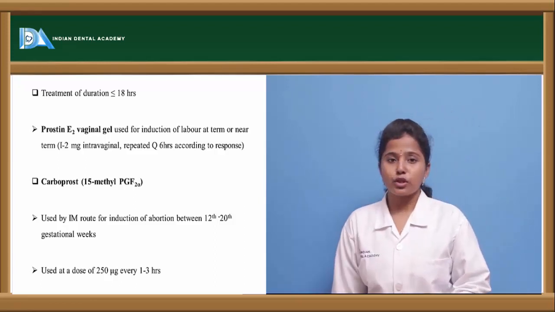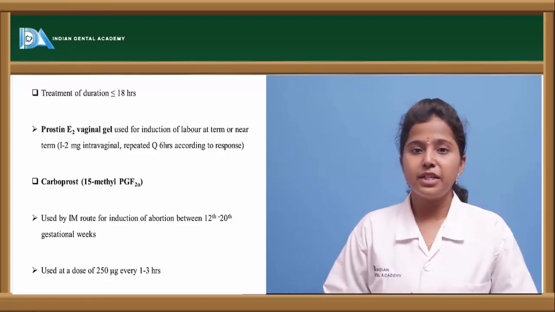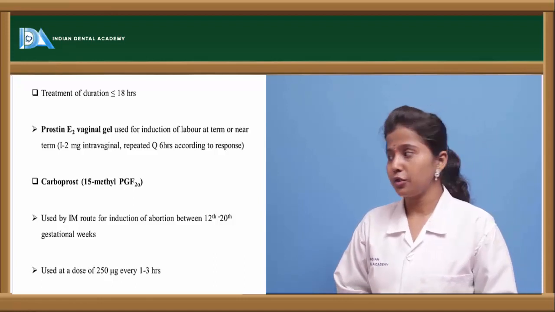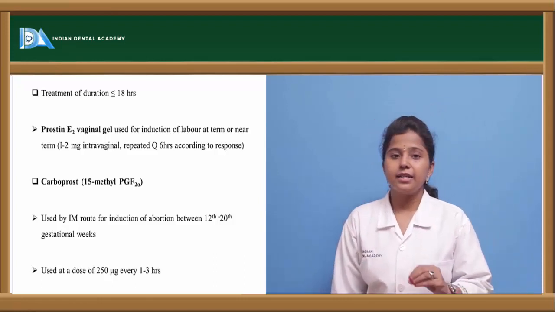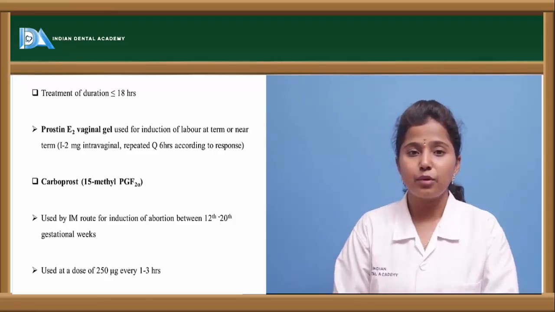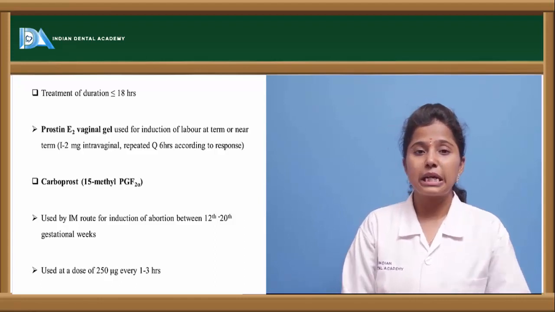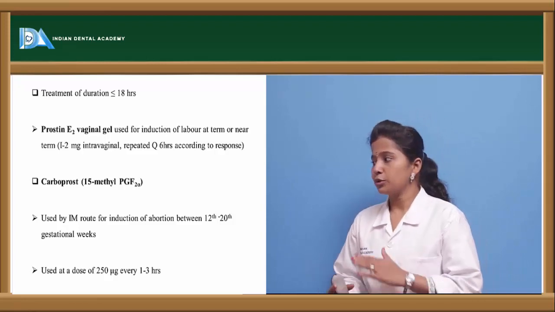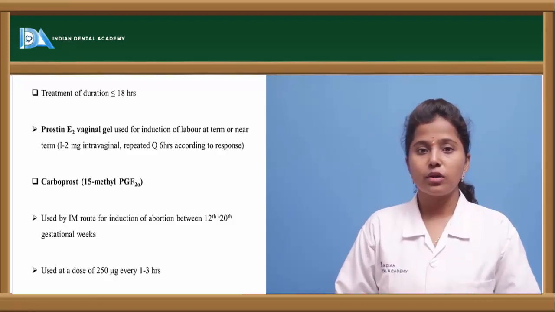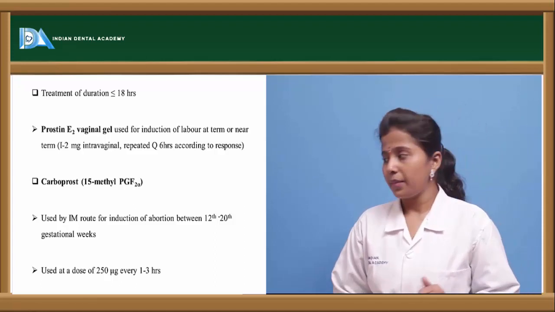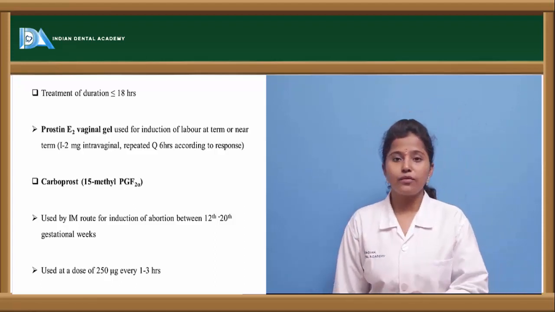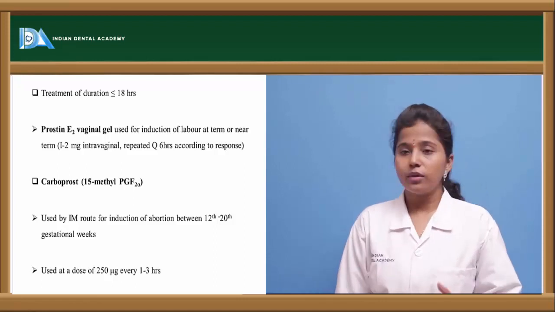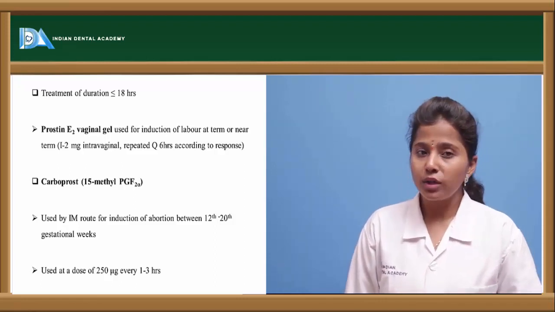And carboprost contains PGF2 alpha. PGF2 alpha is present in the marketed formulation called carboprost, and it is usually recommended by the IM route. In the sense, it is given through the intramuscular route for abortion between the 12th to 20th gestation weeks of pregnant women. And the dose of this carboprost is about 250 microgram every 1 to 3 days.